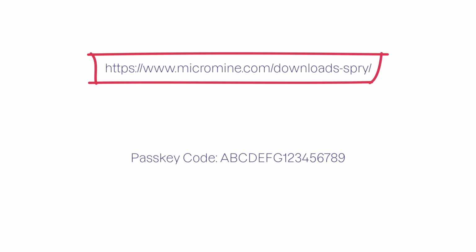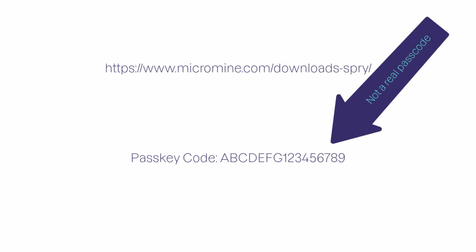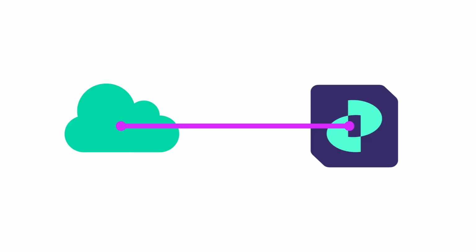When you're given a license for Micromine Spry, you should receive a link to the downloads page and a passcode. If you didn't receive a license, contact the software administrator at your organisation for assistance or contact Micromine. We're only going to cover how to use a cloud license to access Spry.